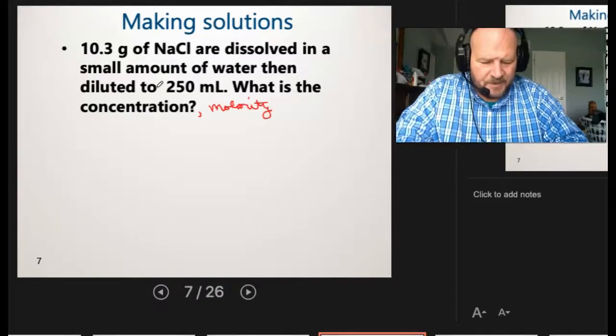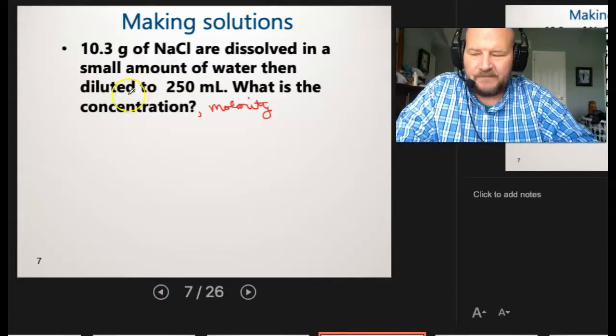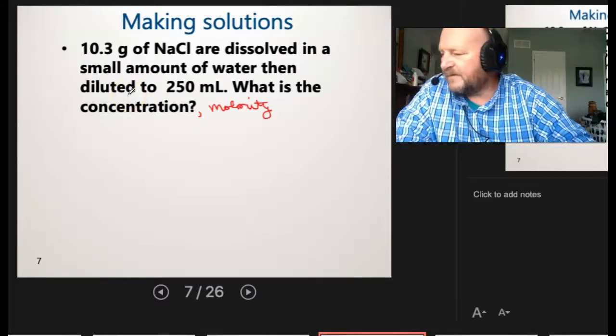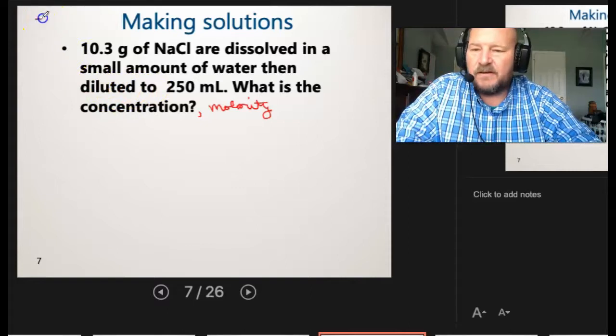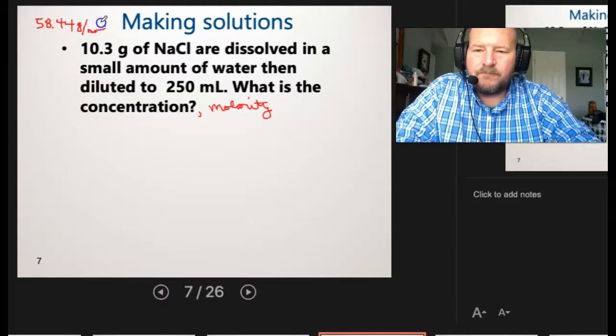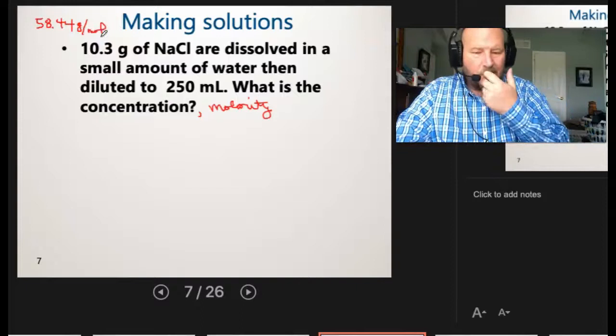22.99 plus chlorine, which is 35.45. That gives me 58.44 grams per mole. All right.